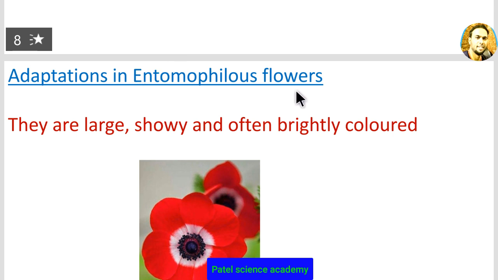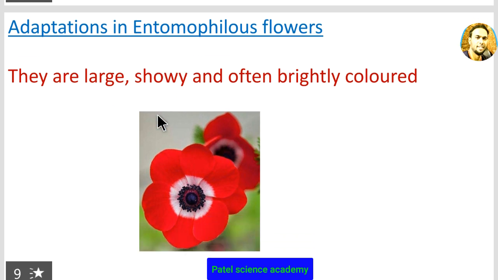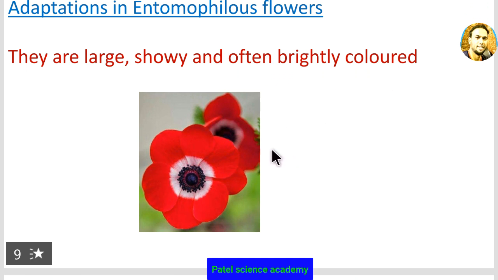Adaptation in the entomophilous flower. What adaptations do they have to make to perform entomophily, to perform pollination by insects? Let's see. They are large. The flower should be large and showy, and often brightly colored. There should be different, bright colors to attract the insects.